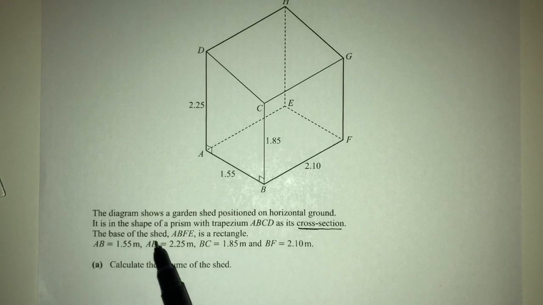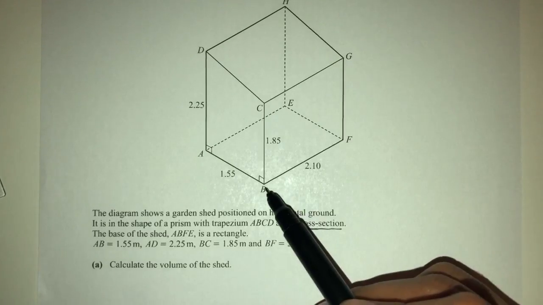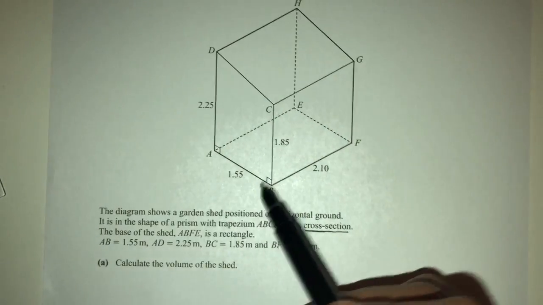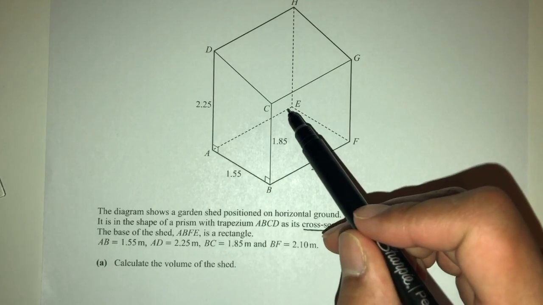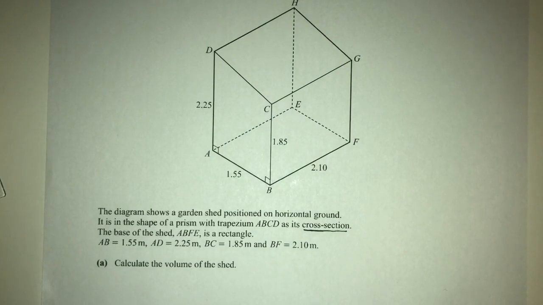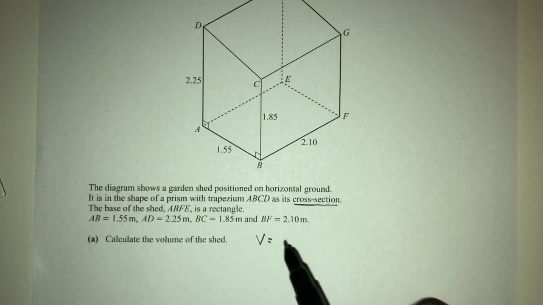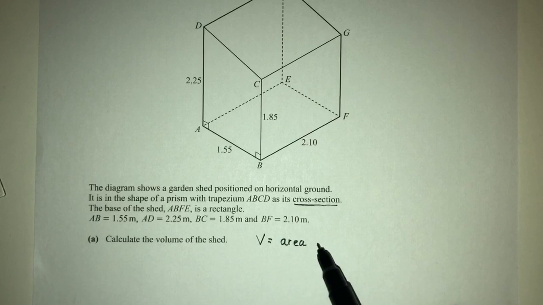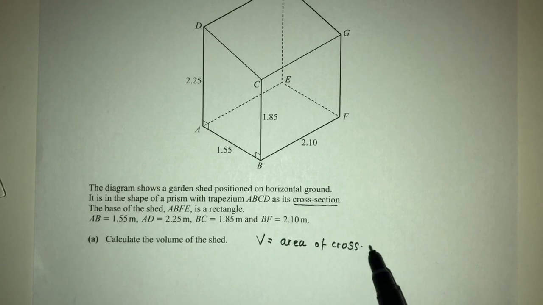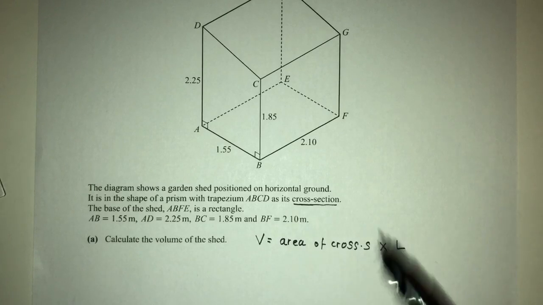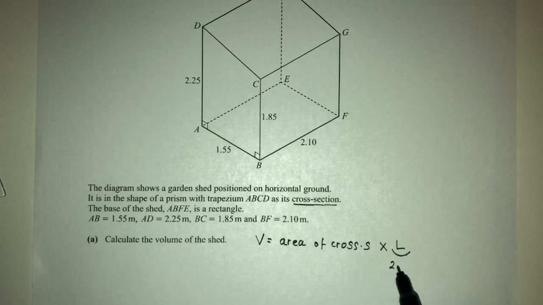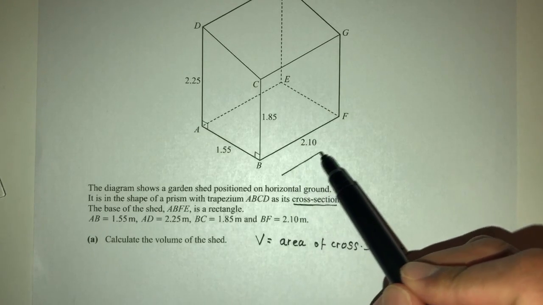Now the base of the shed, which is ABFE, is a rectangle. So it means that this and this are the same, this and this are the same, and the angles inside are 90, 90, and 90. Okay, now for part A, we have to calculate the volume of the shed. Pretty easy. We know that the volume of a prism is equal to the area of the cross section multiplied by the length of the prism. Now, as you can see, the length is already given to us as 2.1. This is the length of the prism.